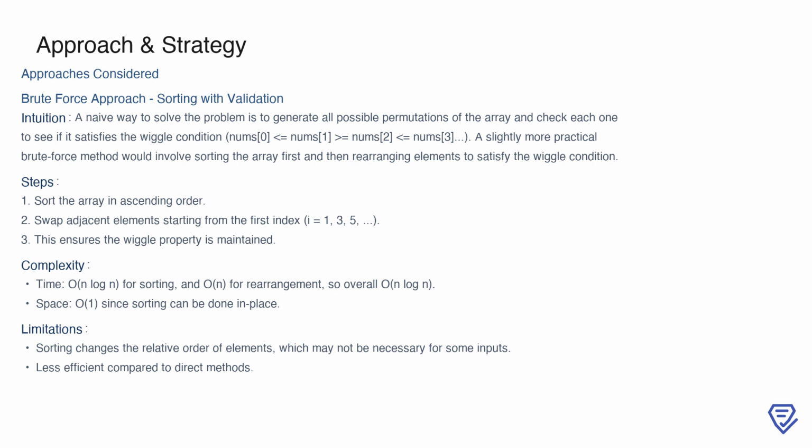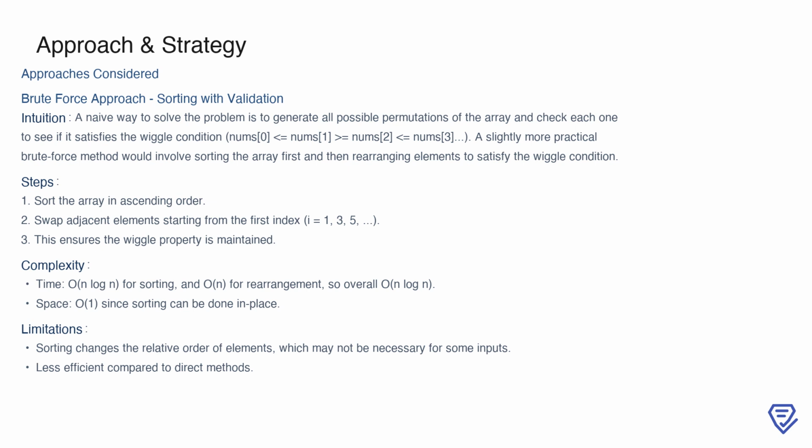A slightly more practical brute force method involves sorting the array first, then rearranging it to satisfy the wiggle condition. Here's how this works. After sorting the array in ascending order, we swap adjacent elements starting from the first index, so indices 1, 3, 5, and so on. By rearranging in this way, we ensure the wiggle property is maintained.